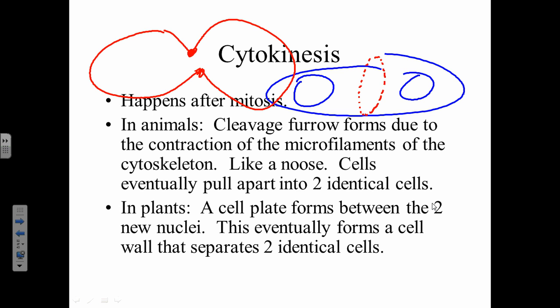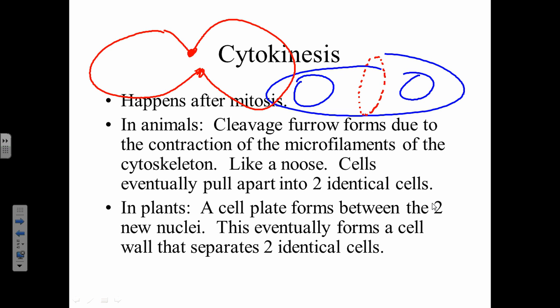Like I said, in plants it's a little more complicated because you not only got to split the membrane, you've also got to build a new what? You got to build a new wall down the middle. And that's essentially what this is. You get this little thing called a cell plate between the two nuclei, and eventually that forms a new wall, and it also closes up the membrane on both sides of that wall.